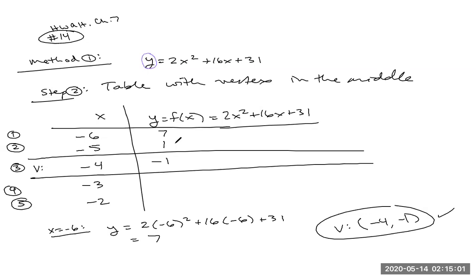And then a good check: if you've done this right, you should have symmetry. So when I test x equals -3, I should get the same y value that I get for x equals -5, which I do. And when I test x equals -2, I should get the same y value that I get when x is equal to -6.